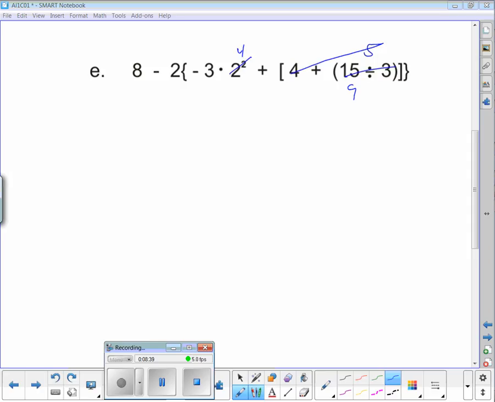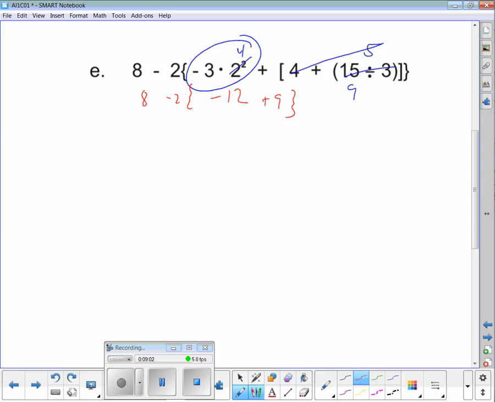Okay, so again, 5 inside. And then 4 and 5 is the 9. The 2 squared is the 4. All right, so now I'm inside the brace, and I'm looking for multiplication and division. So that is a -12 plus the 9 inside the braces, right? So therefore, inside is a -3. Yes.